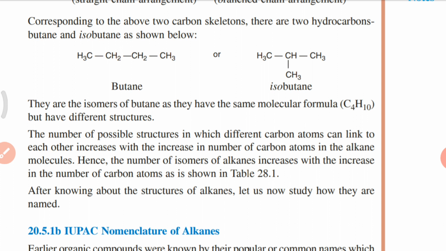In our next class, we are going to study how we give names to each carbon compound. Why do we call carbon compounds containing 4 carbon atoms butane? Why is one carbon atom methane? We are going to study this in our next class.